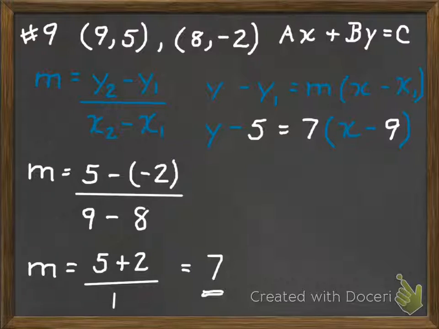Question 9. Find an equation of the line passing through the pair of points. Write the equation in the form ax plus by equals c. The pair of points are (9, 5) and (8, minus 2). We're not given the slope. We're just given these 2 points and asked to find the equation of the straight line that passes through them, and we have to write our answer in standard form again.